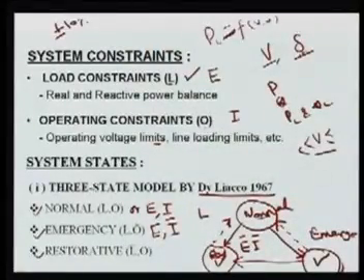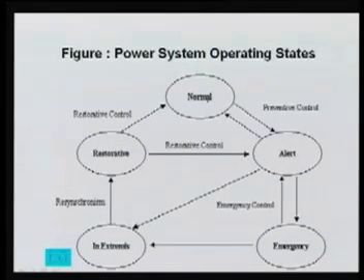So D'Liaco gave the first concept of the power system state. After that there was a lot of research, and they gave the five-state model. You can see here the normal state, alert state, emergency, in extremis, and restorative. In the D'Liaco model there were the normal state, the restorative state, and the emergency state. But after that Fink and Carlson gave this five-state model.